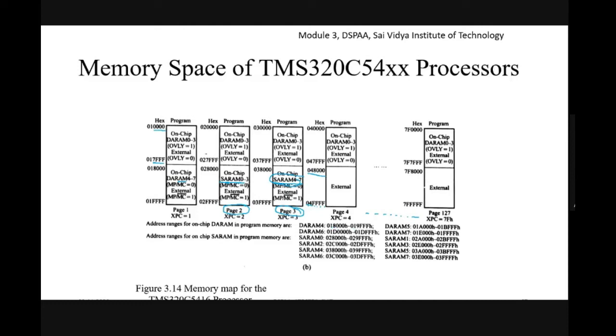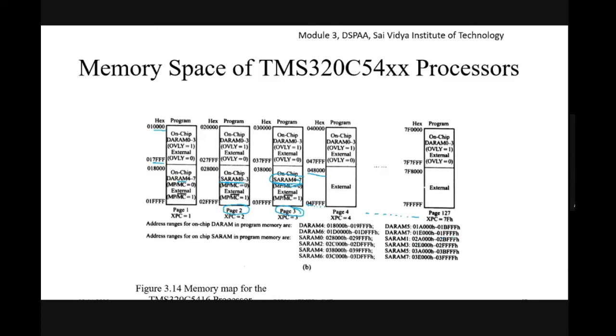So for DARAM 4, it is 18000 to 19FFFH. DARAM 5 is 1A000H to 1BFFFH. After 9 it is 10, 10 means A, then till here it is B. Then afterwards, see here, C is not there. It is starting with D000 to DFFFH.